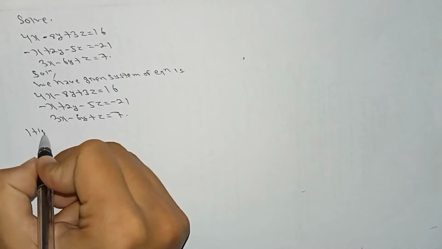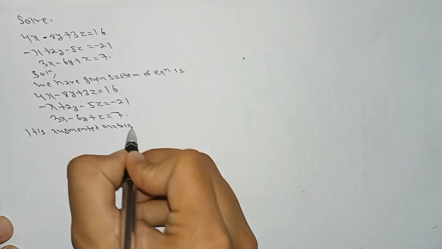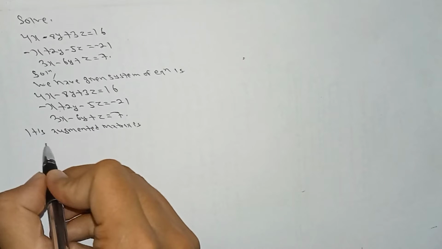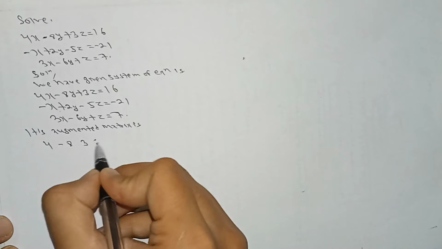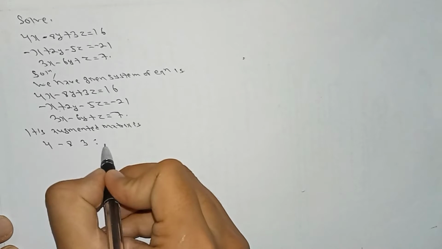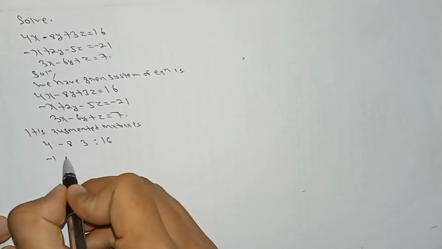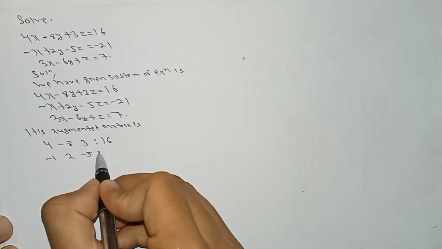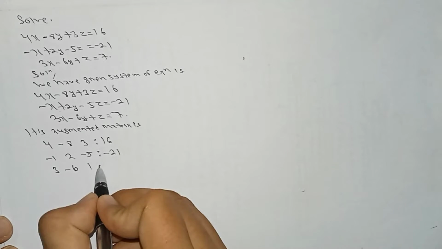Its augmented matrix is: here we can write this equation in matrix form, -8 3, and augmented matrix means we have to take the right hand side also, that is 6 with the symbol, never miss this symbol, and -1 2 -5 -21 3 -6 1 7.